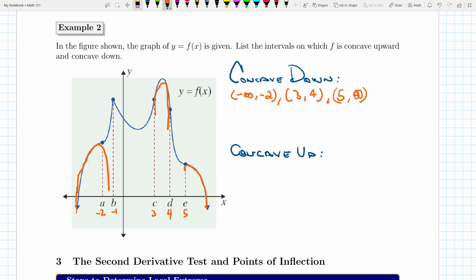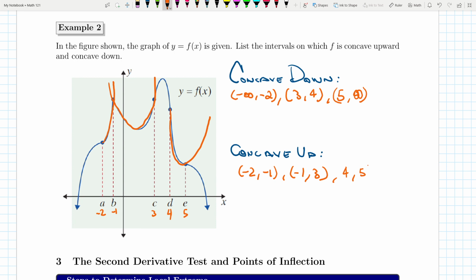Okay, now let's describe this time the intervals in which the function is concave up. Here it looks like it's concave up. Here it also looks like it's concave up. And here it looks like it's concave up. So in this case, the first interval would be -2 to -1, comma -1 to 3, and 4 to 5. Those are the intervals in which the function is concave up.